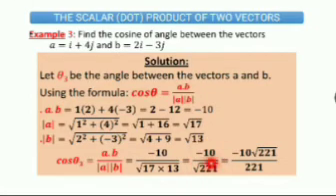Now, this one is not rational. To rationalize this, because of the root in the denominator here, you multiply both numerator and denominator by the square root of 221. So minus 10 multiplied by square root of 221 will give you minus 10 root 221 divided by square root of 221 multiplied by square root of 221. So the answer will be 221. Exactly. So this is the final answer now. This is the cosine of the angle between these two vectors.